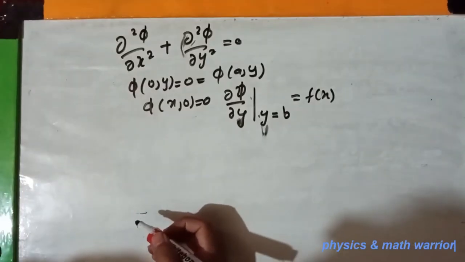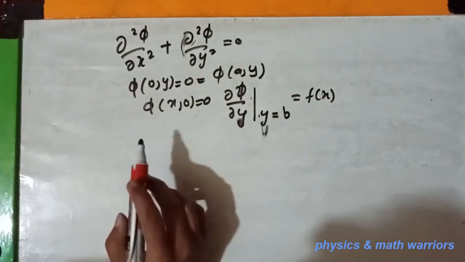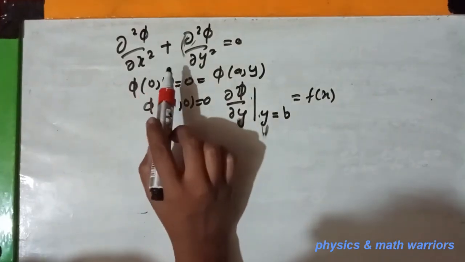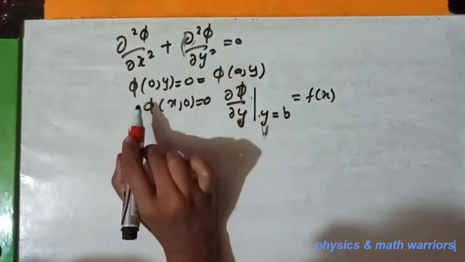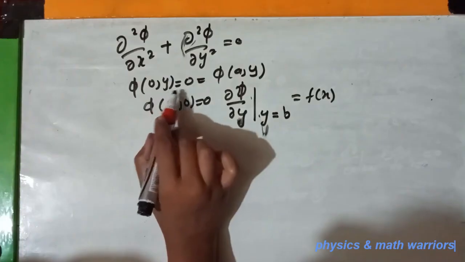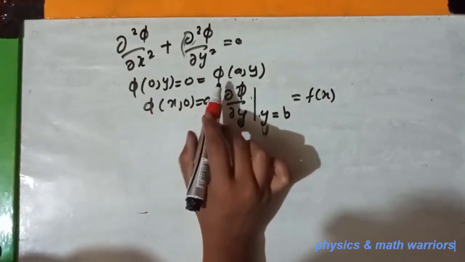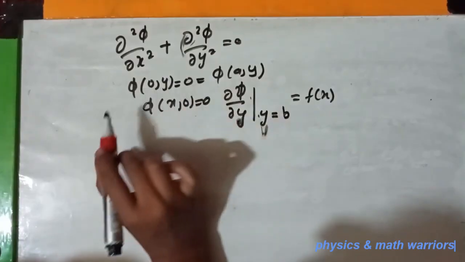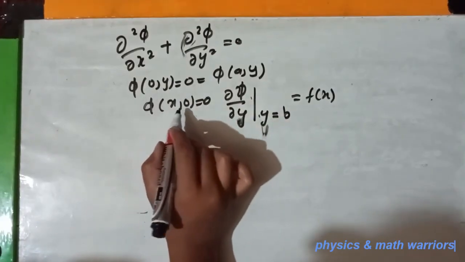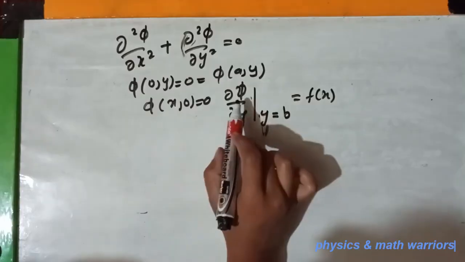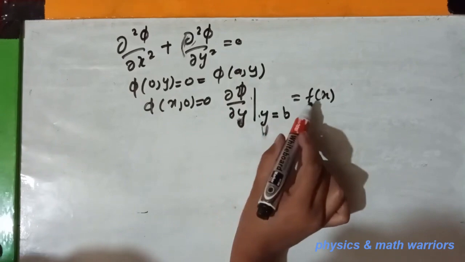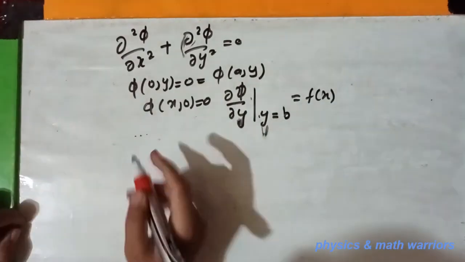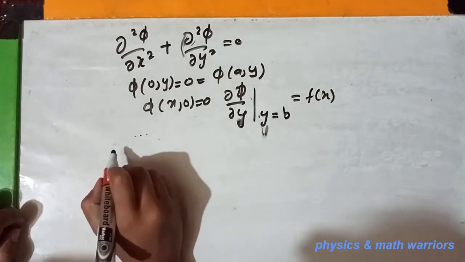In this video we will solve this partial differential equation, which is ∂²φ/∂x² + ∂²φ/∂y² = 0, and boundary conditions are φ(0, y) = 0, φ(a, y) = 0, and φ(x, 0) = 0. The partial derivative of φ with respect to y at y = b is equal to f(x). We will solve this equation by separation of variables.